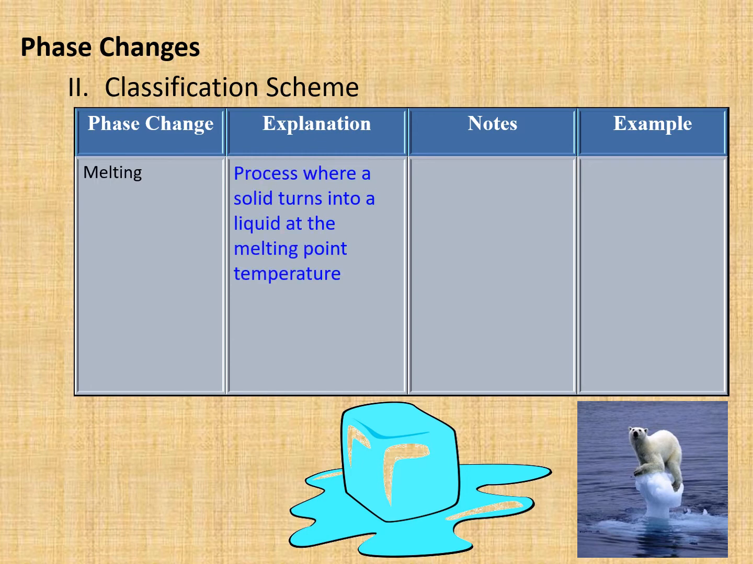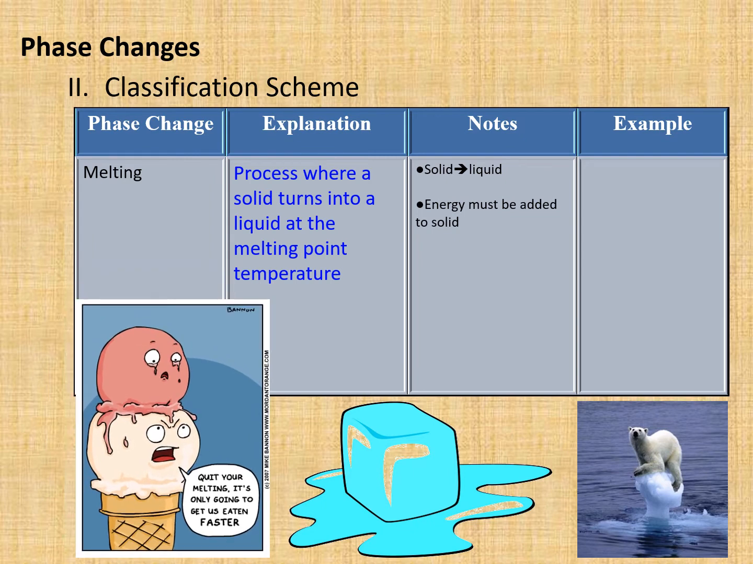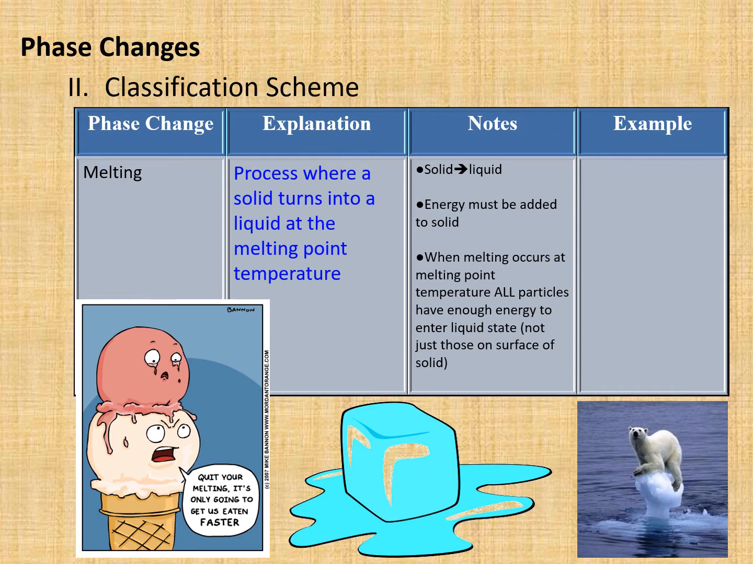So melting is the process whereby a solid turns into a liquid at the melting point temperature. As anyone who has eaten an ice cream cone on a hot summer day well knows, energy must be added to the solid in order for it to turn into a liquid. When melting occurs at the melting point temperature, all the particles have enough energy to enter the liquid state, not just those on the surface of the solid.